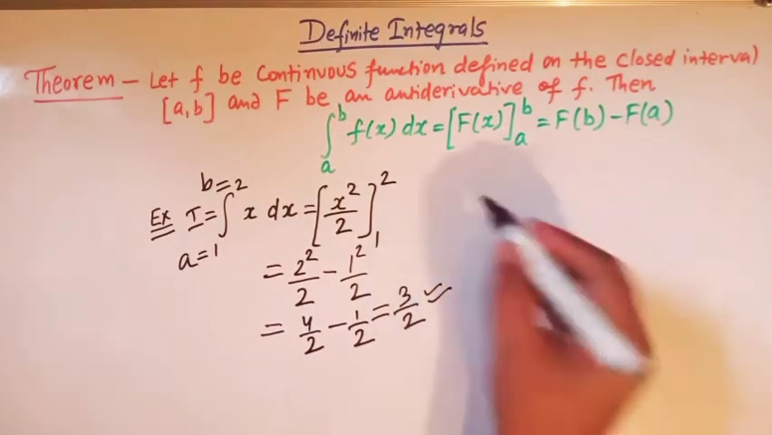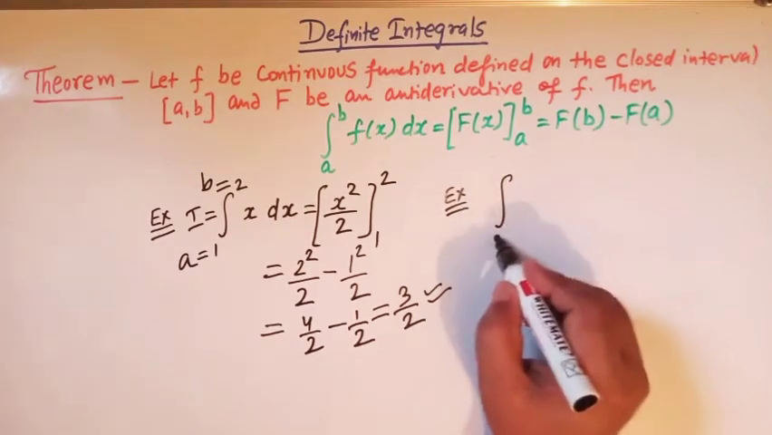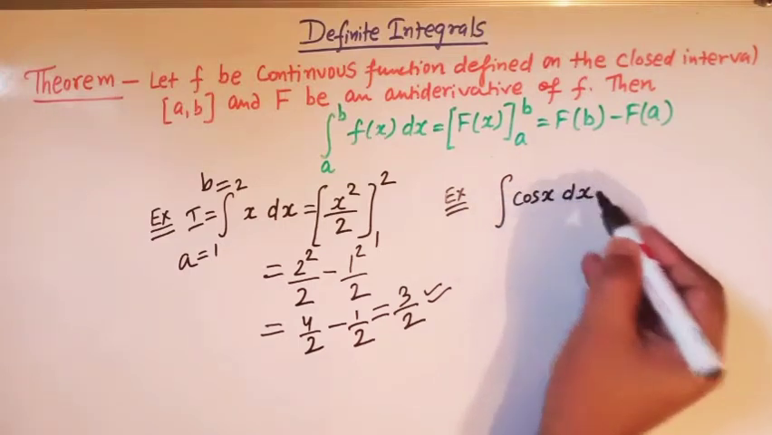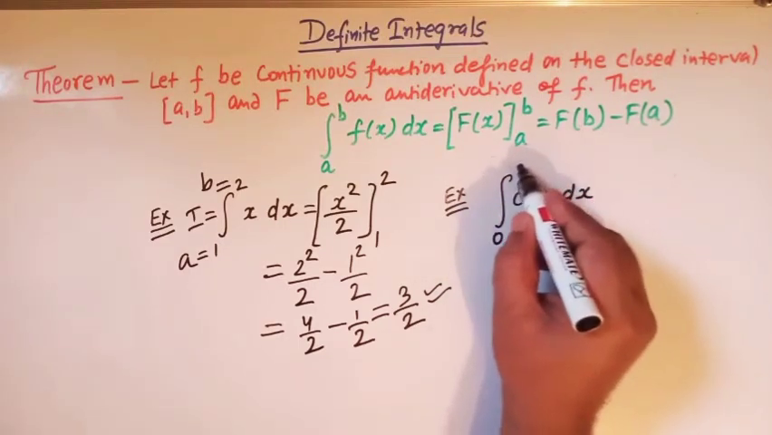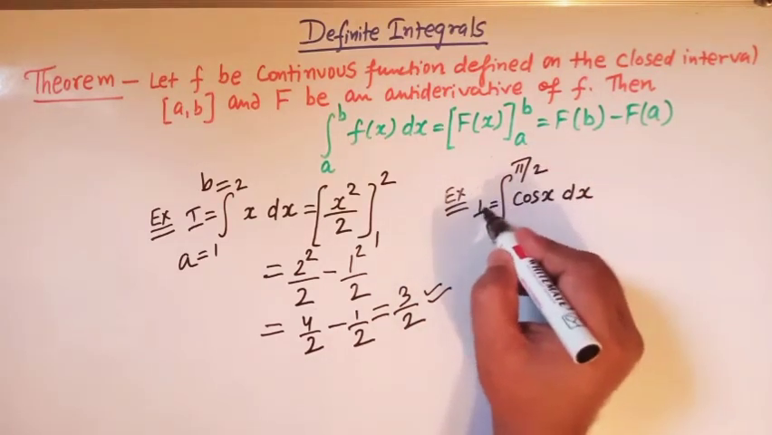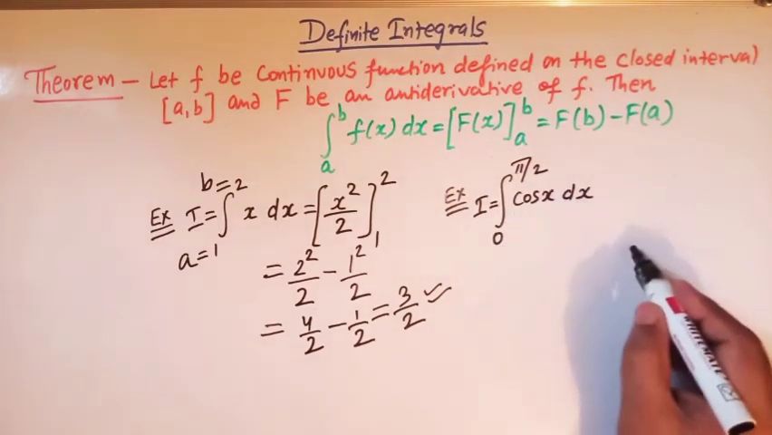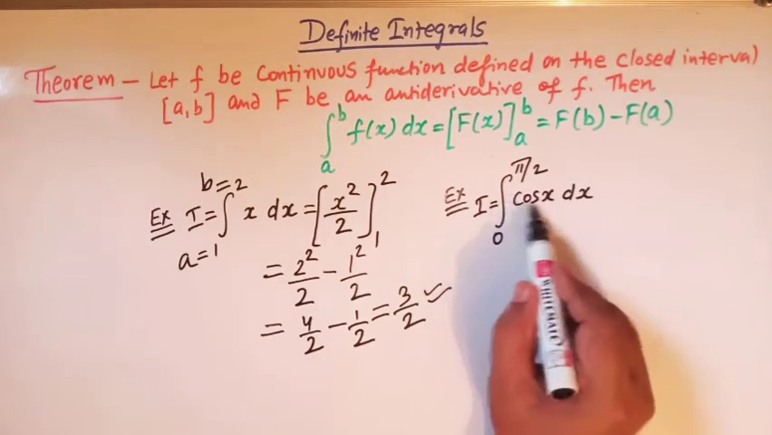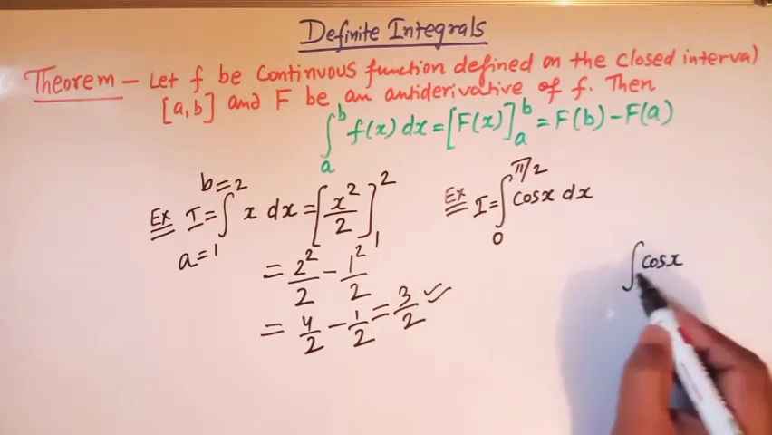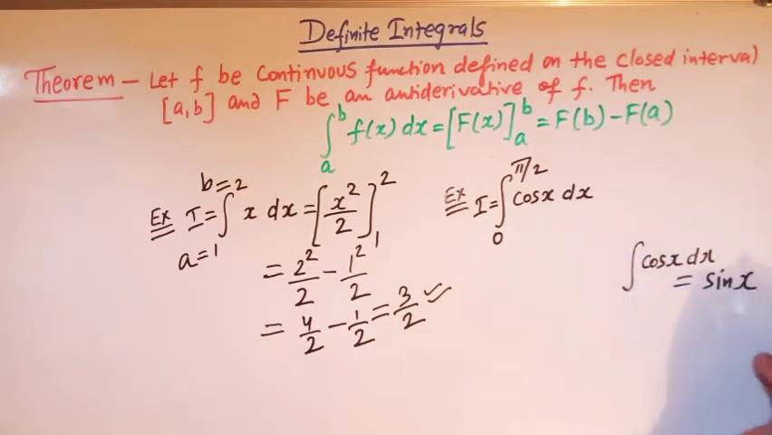For more clarity, let us take one more example. Suppose we have to find the integral of say cosine x from 0 to say pi by 2, right? Now viewers, let us call this integral as I. Now our first aim is to find the antiderivative of this function, that is we have to find the indefinite integral of cosine x, and the indefinite integral is sine x, right?